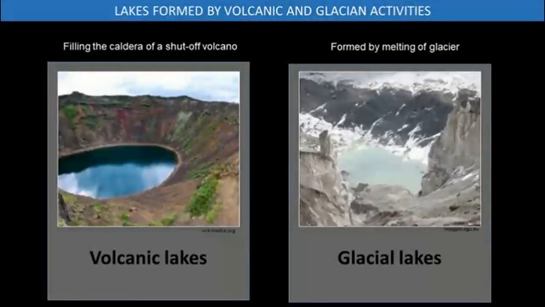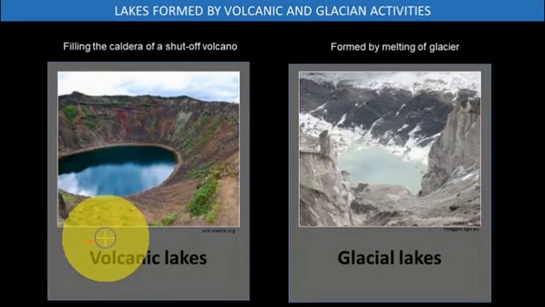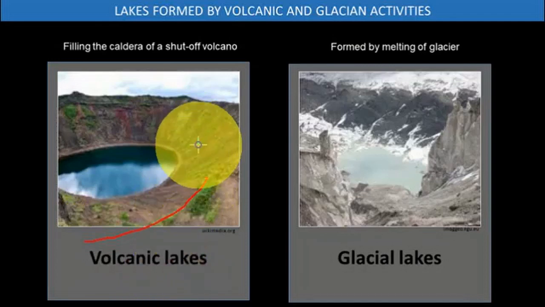The second type is lakes formed by volcanic and glacial activity. There are two types, volcanic lakes and glacial lakes. A volcanic lake is a lake formed as a result of volcanic activity. They are generally a body of water inside an inactive volcanic crater.